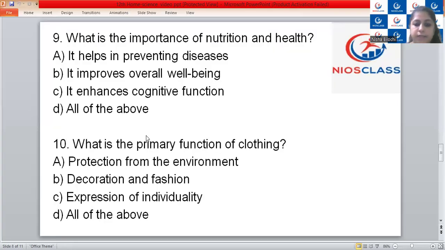Okay. All right, let's move on to question number 9. What is the importance of nutrition and health, right? It helps in preventing diseases. It improves overall well-being. It enhances the cognitive function. The fourth one is all of the above, right? So if you see all the options, you will find out that option number D, that is all of the above, seems to be correct. Just a second.